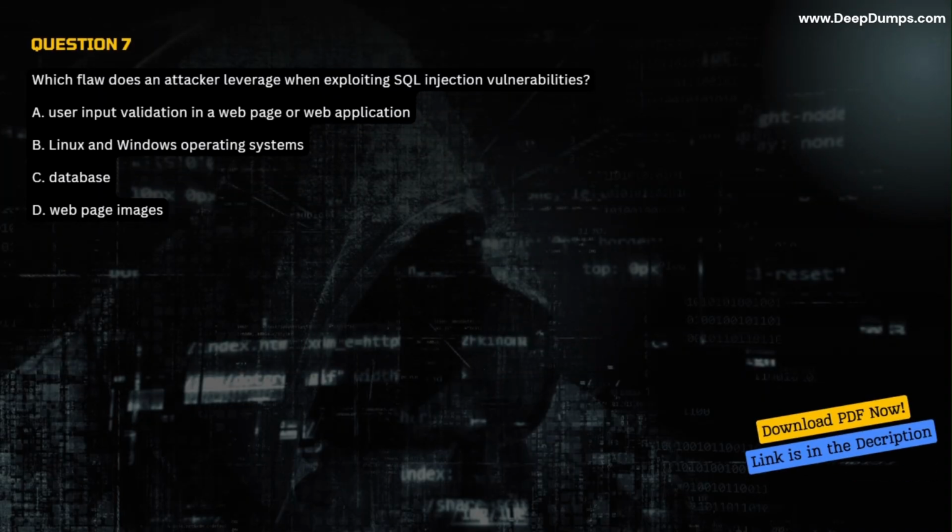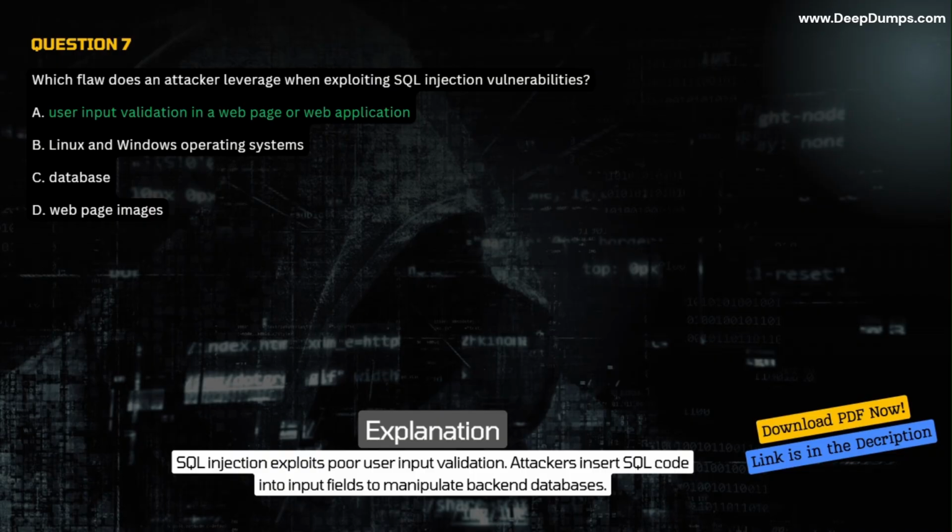Question 7. Which flaw does an attacker leverage when exploiting SQL injection vulnerabilities? A. User input validation in a web page or web application. B. Linux and Windows operating systems. C. Database. D. Web page images. Correct answer A. User input validation in a web page or web application. Explanation. SQL injection exploits poor user input validation. Attackers insert SQL code into input fields to manipulate back-end databases.